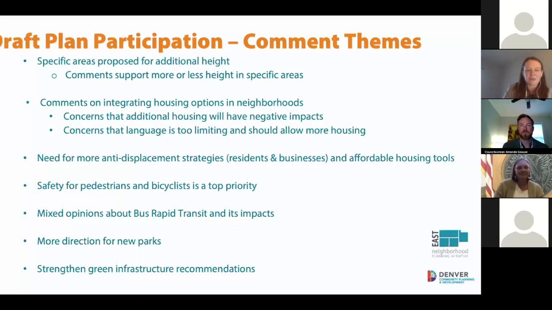There are mixed opinions about the bus rapid transit project, which is distinct from the East Area Plan, but again, there are concerns about its impacts, and also many feel we should take more advantage of bus rapid transit in terms of heights and densities in the area. There's a desire for more direction for new parks, feeling that the recommendations around Mayfair Town Center were the most specific, and there were not a lot of other specifics around parks. And a desire to strengthen our green infrastructure and environmentally resilient recommendations.